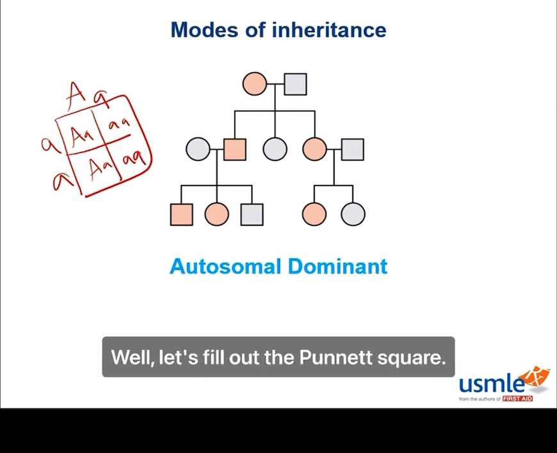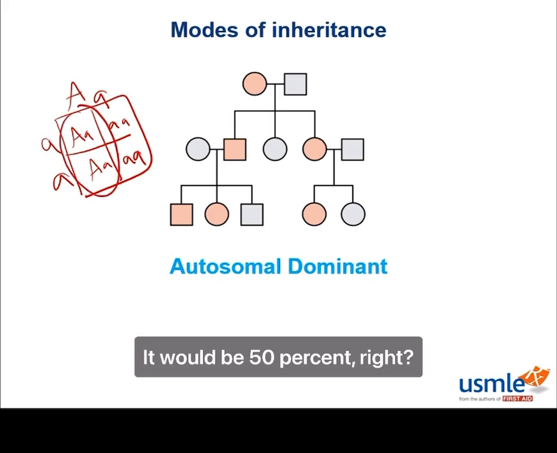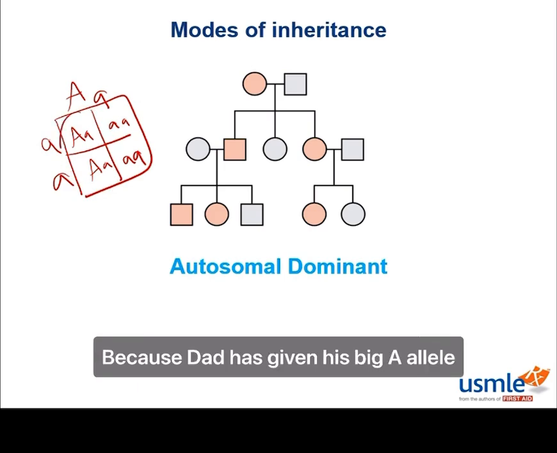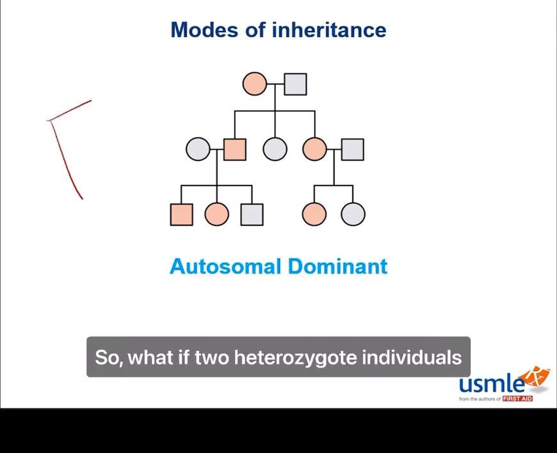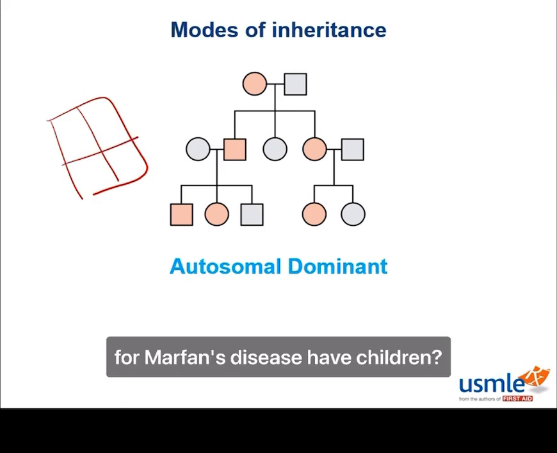Well, let's fill out the Punnett square. It would be 50%, right? Because dad has given his big A allele to half of his children, so this half will be affected with the disease. So what if two heterozygote individuals for Marfan's disease have children? Then what would be the probability that they had affected children?